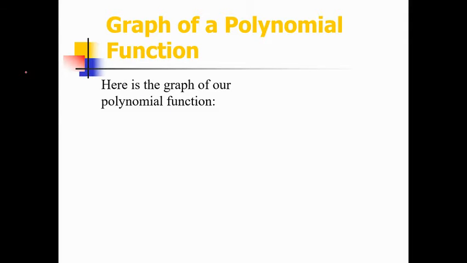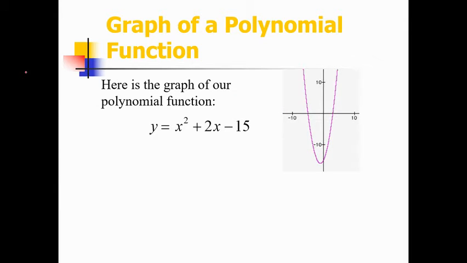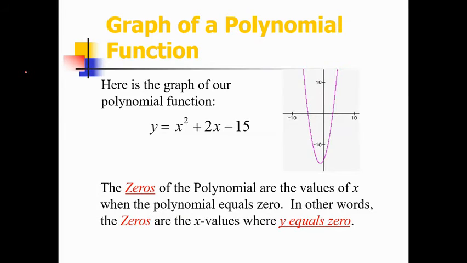So here's a graph of our polynomial function, y equals x squared plus 2x minus 15. We have a parabola, okay? The zeros of the polynomial are the values of x where the polynomial equals 0. In other words, y equals 0. The zero x value, yes. So here they are. Okay, they're right there on the x-axis. The x-axis is where y is equal to 0.